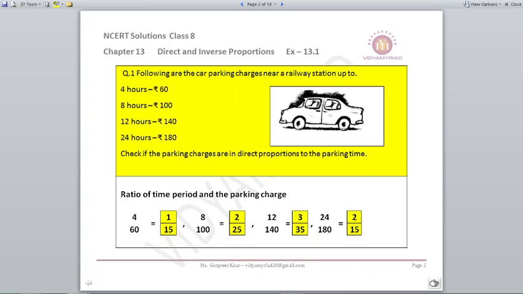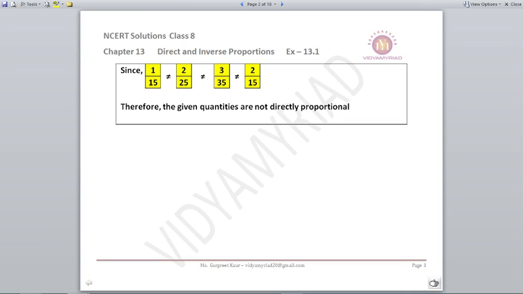Now if you look at all the yellow boxes, they are not the same, they are not equal, which means that the given quantities are not directly proportional. If they had all been the same, then they would be directly proportional.